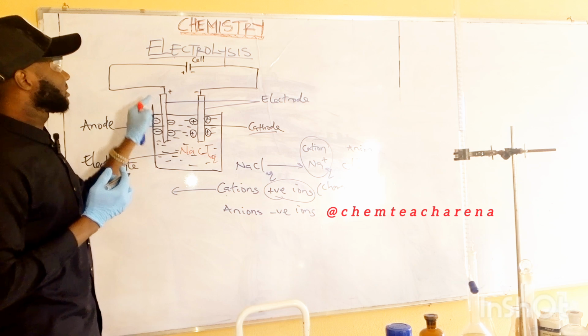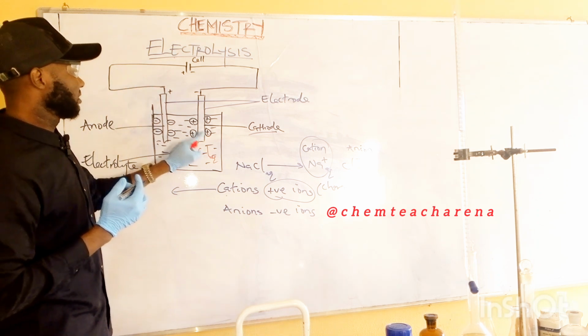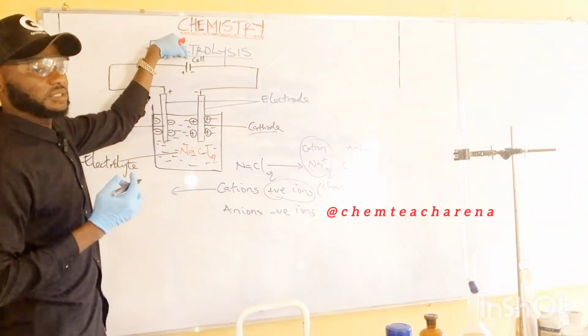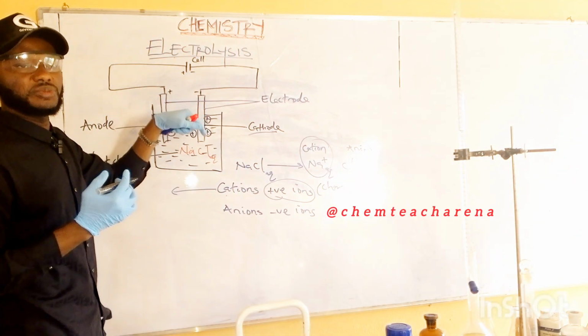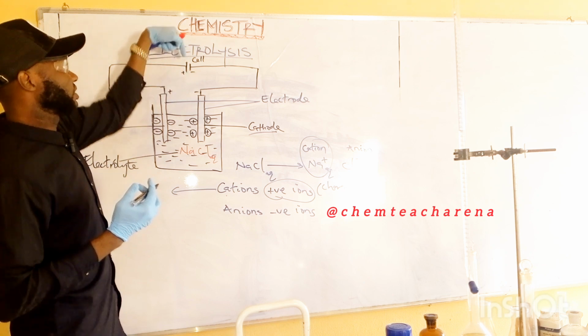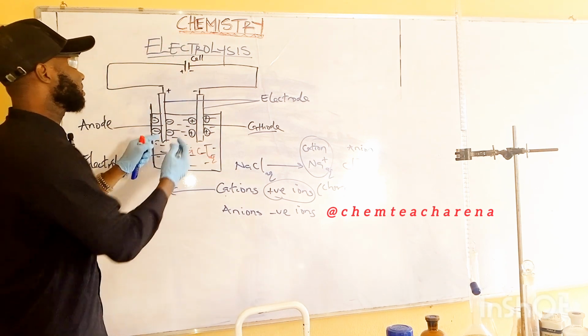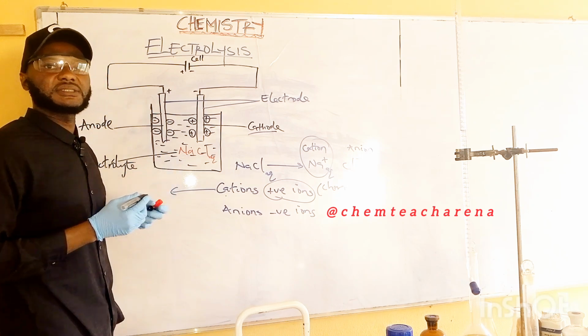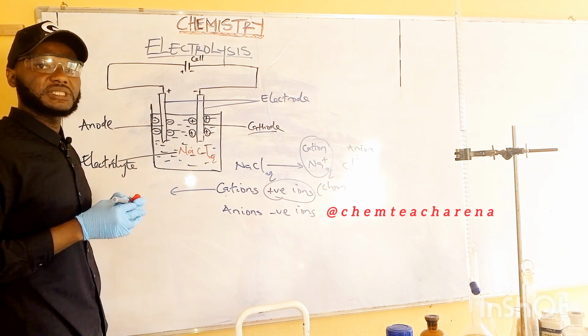So you use wire to connect what you have here in this electrolyte, you connect it to a cell. A cell is a battery. We'll be making use of a DC, that is direct current. We'll be using a battery here. Once you connect them, you will start seeing the movement of these ions inside the electrolyte, of which I will be demonstrating right away.